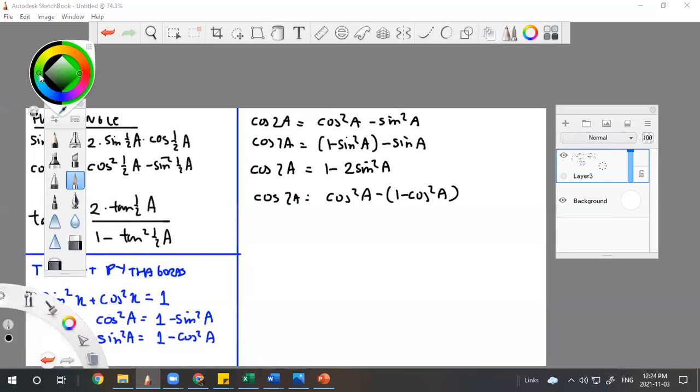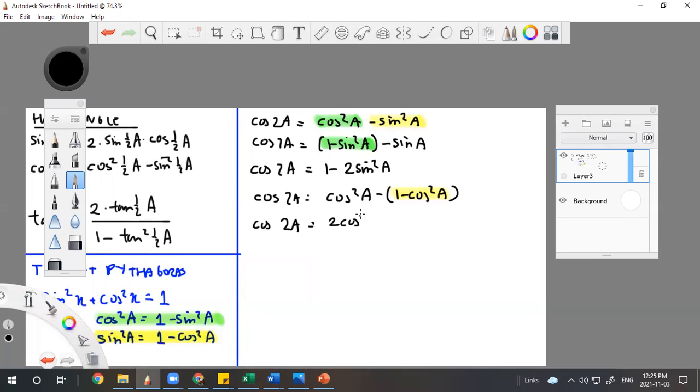Here, I will give you the highlight so you can easily understand. Right? Cos square A is equal to 1 minus sine square A. And I will give you the other color. Sine square A is equal to 1 minus cos square A. Right? And then you can simplify cos 2A equals cos square A minus (1 minus cos square A). So 2 cos square A minus 1. And this will be your new rule.